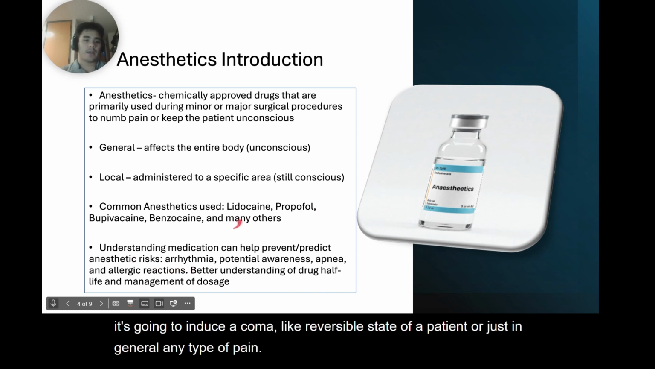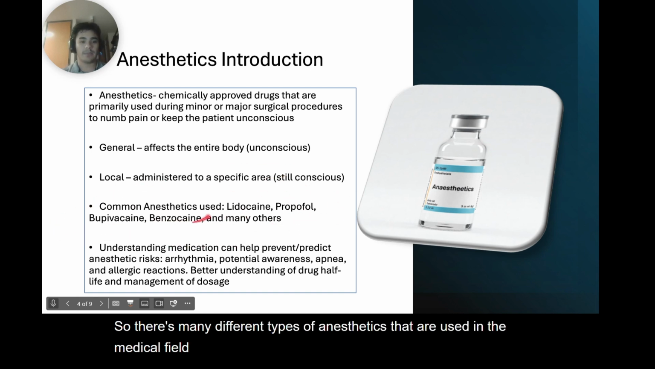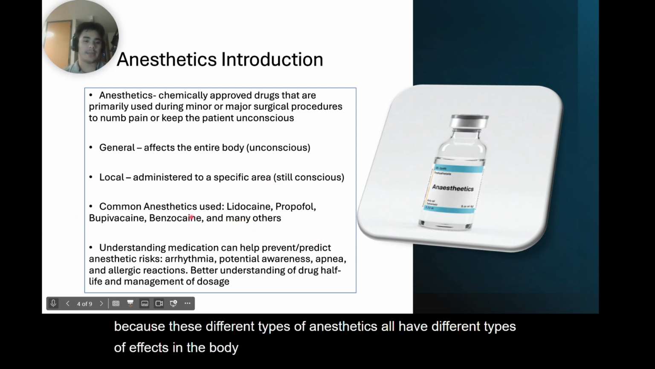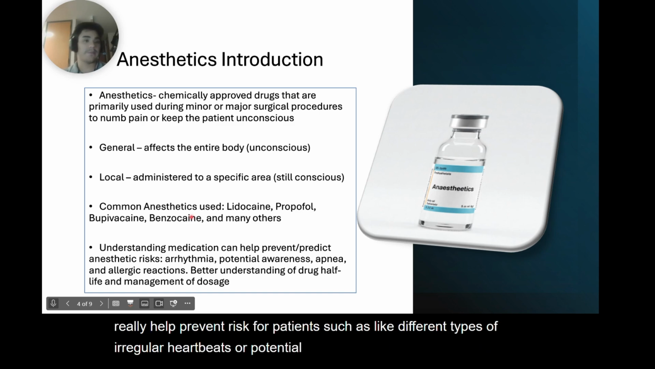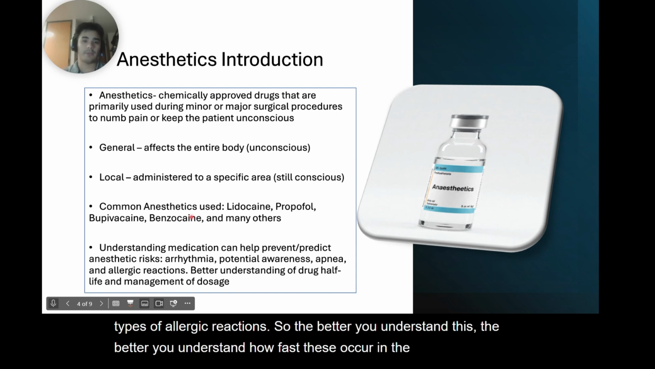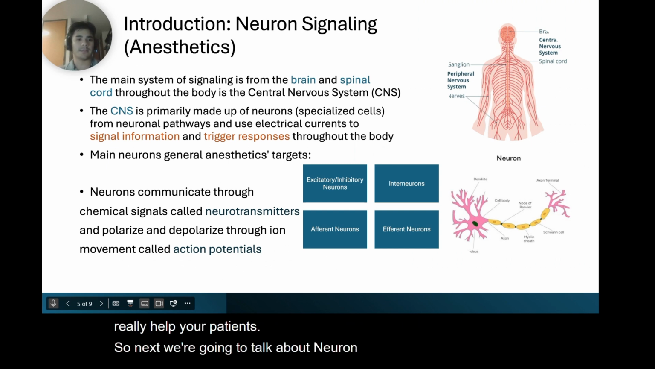So there are many different types of anesthetics that are used in the medical field, and that makes it really important to understand, because these different types of anesthetics all have different effects in the body. So understanding types of medications can really help prevent risk for patients, such as different types of irregular heartbeats, or potential awareness during surgery, or even allergic reactions. So the better you understand how fast these occur in the body, the more you can really help your patients.